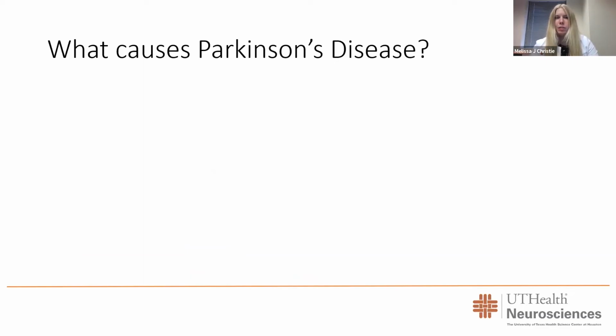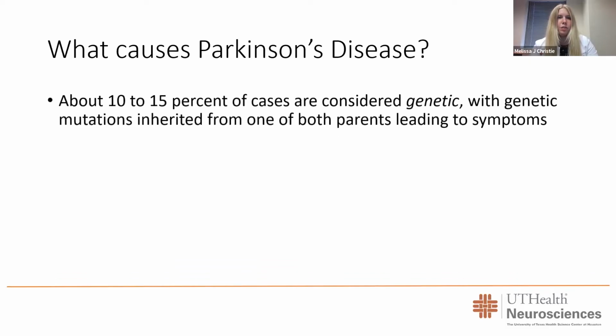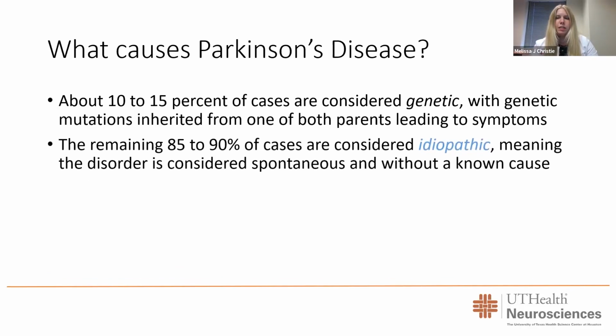I already mentioned a bit about the loss of dopamine, but how many people get Parkinson's? And is it genetic? Is it not genetic? So only about 10 to 15% of cases are considered genetic. And that means that usually you inherit those genes from either one or both parents. There are different types of genetic disorders, or more rarely, you might be the first person to develop a new mutation. There may not be anyone in the family, but these are quite uncommon. Most cases of Parkinson's are considered idiopathic.